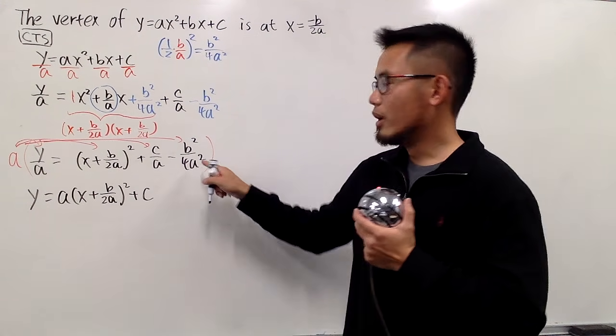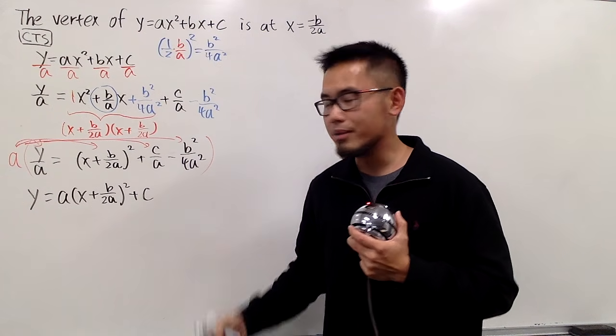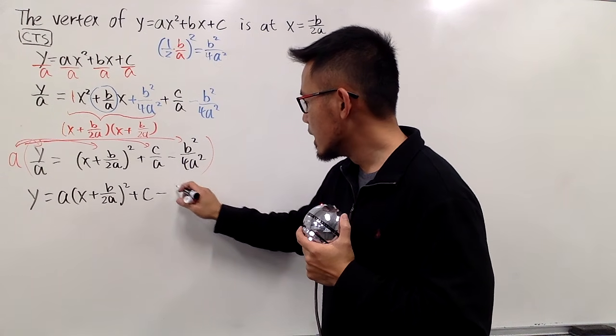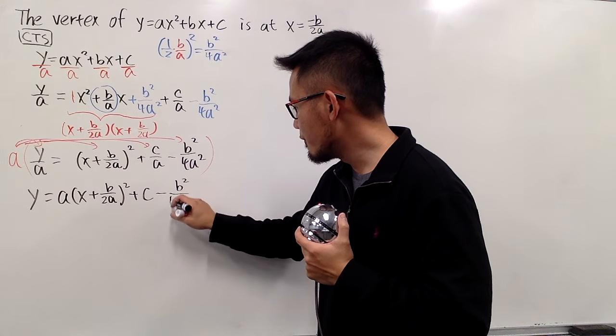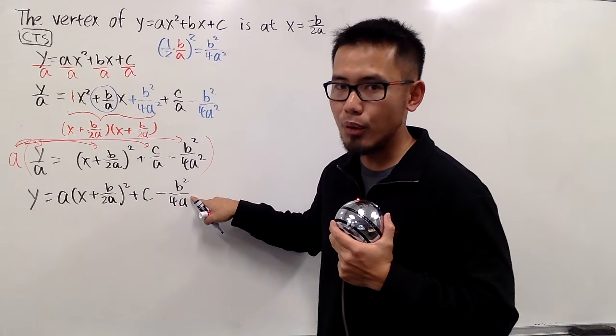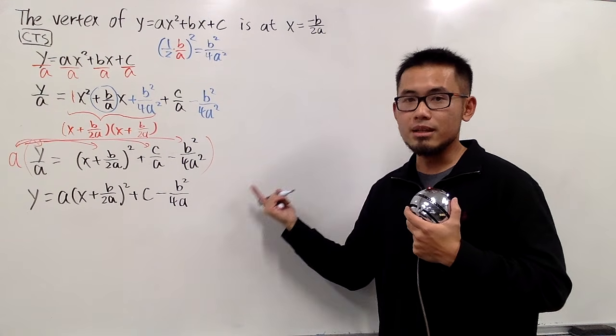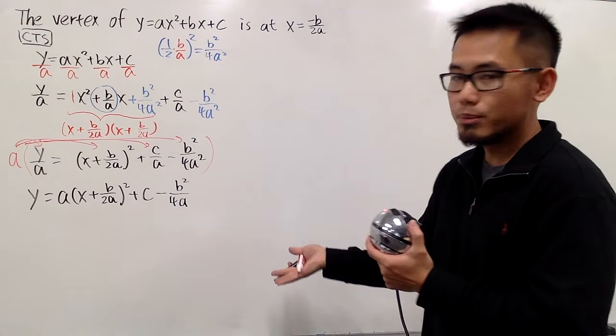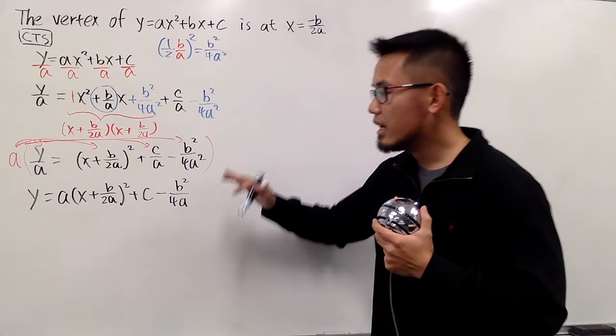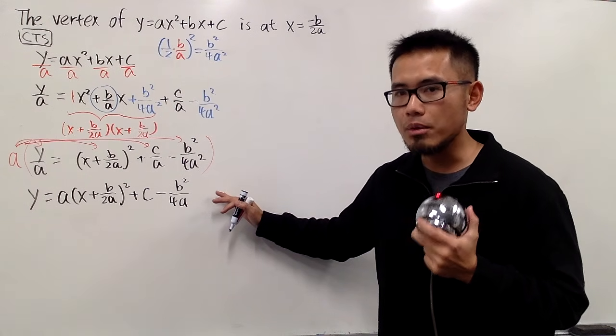This times that, one of the a in the denominator cancels out. So we have minus b squared over 4a to the first power, because a over a squared, we have just a to the first on the bottom like that. So this is pretty much what we want, because this now is the vertex form of a parabola.